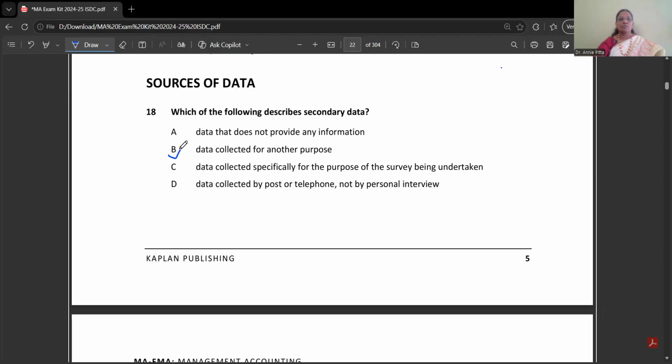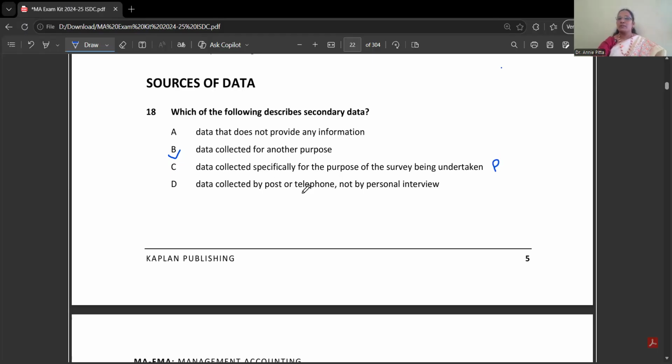Why not C and D? Let's quickly understand that. Data collected specifically for the purpose of the survey being undertaken. There is some amount of data that has to be collected, a survey is conducted, and it is directly collected. So that becomes primary data, not secondary data.